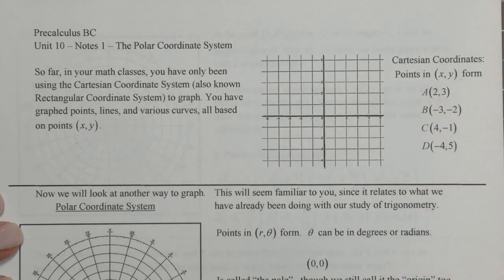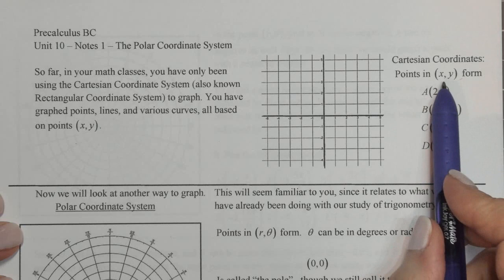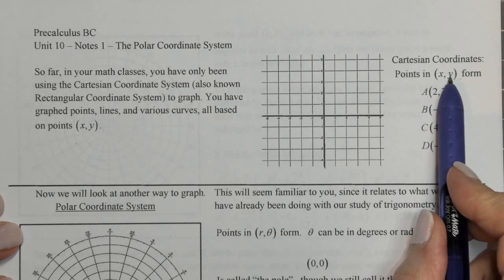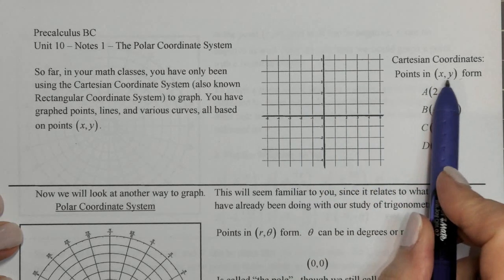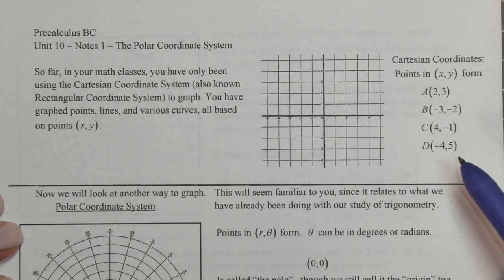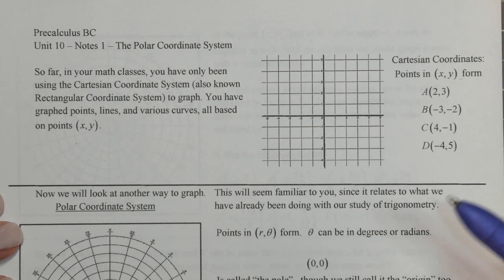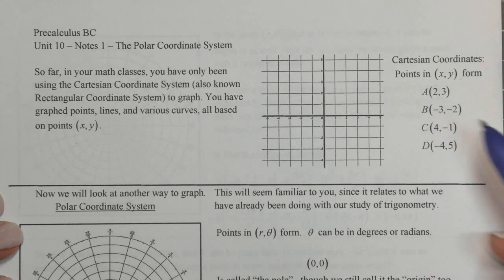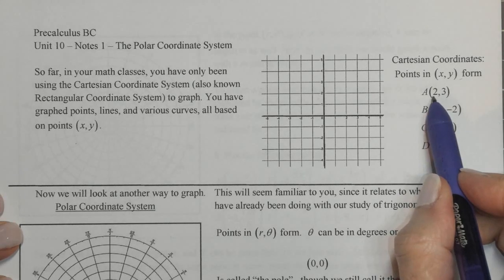So far, we have been using the Cartesian coordinate system, x, y. Every point is x and y. X is in the horizontal direction, y is in the vertical direction, and you've been graphing, plotting points, doing lots and lots of things with the Cartesian coordinate system. We can graph these points really quickly.